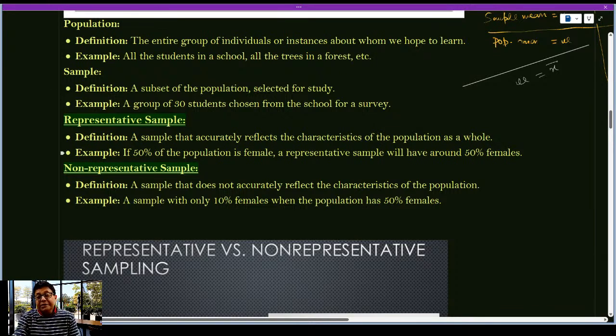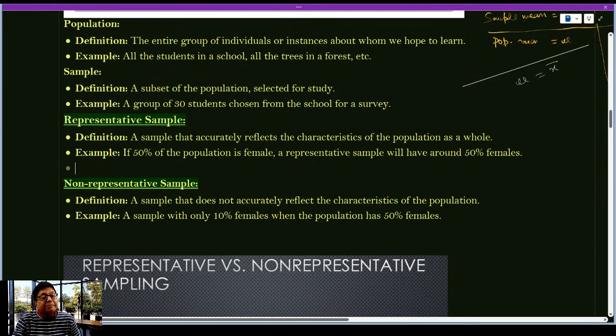So what is a representative sample? This I have explained here. A sample that accurately reflects the characteristics of the population as a whole. That is the definition of a representative sample. Suppose in one survey, I have taken this example here, 50% of the population is female. A representative sample will have around 50% females.